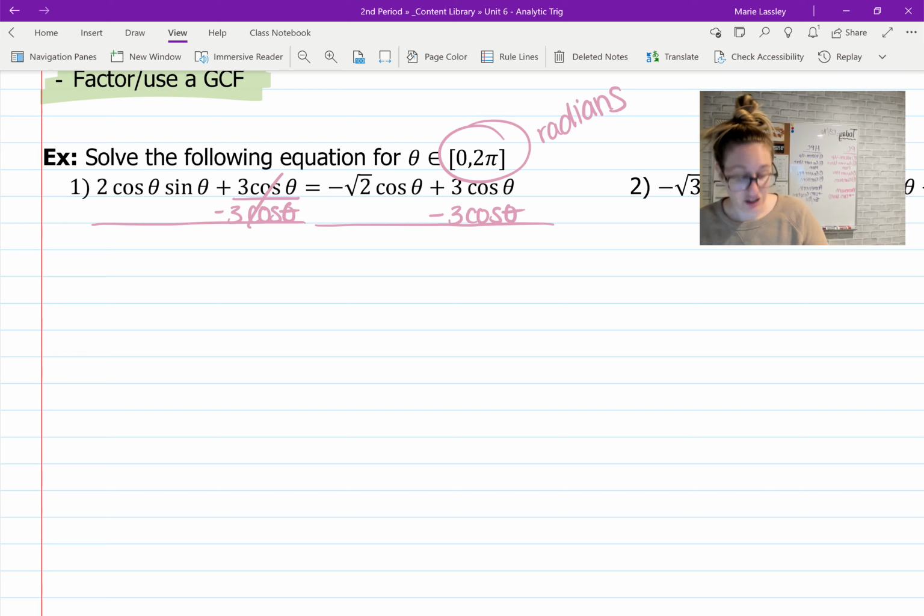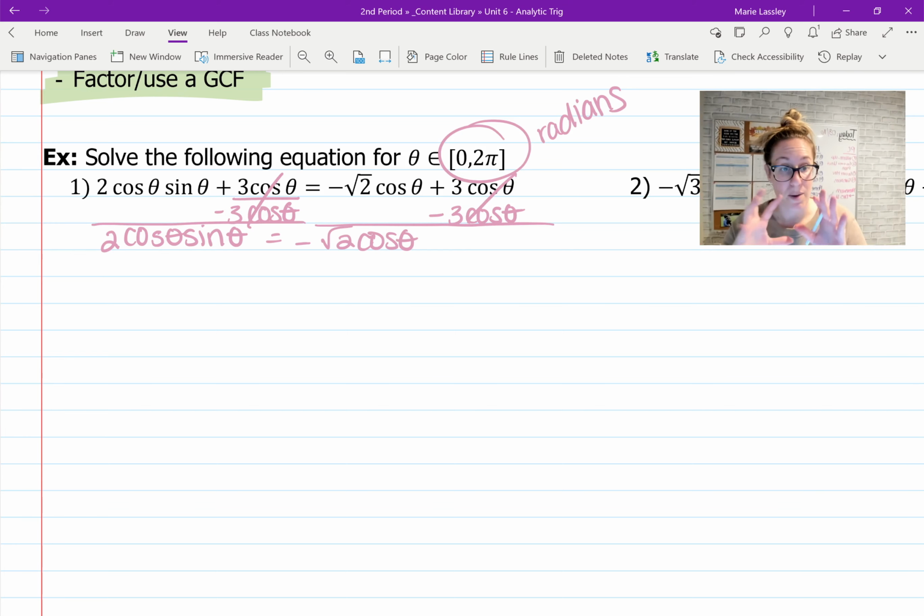And that actually makes 0. So that goes away. So now what I'm left with is 2 cosine theta sine theta equals negative square root of 2 cosine theta.